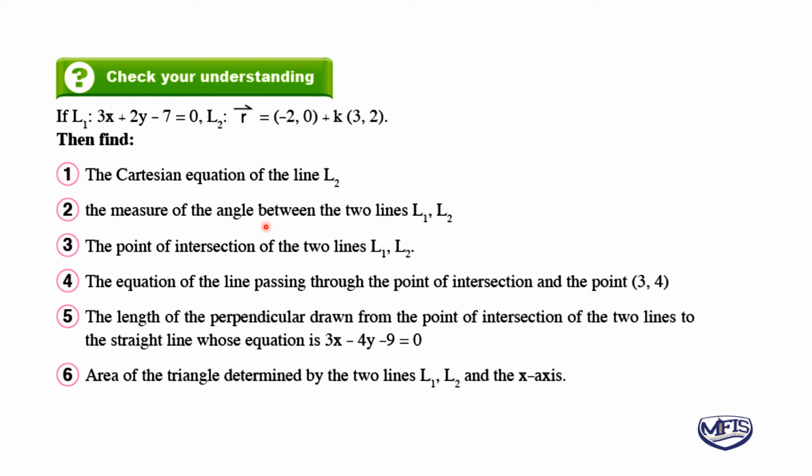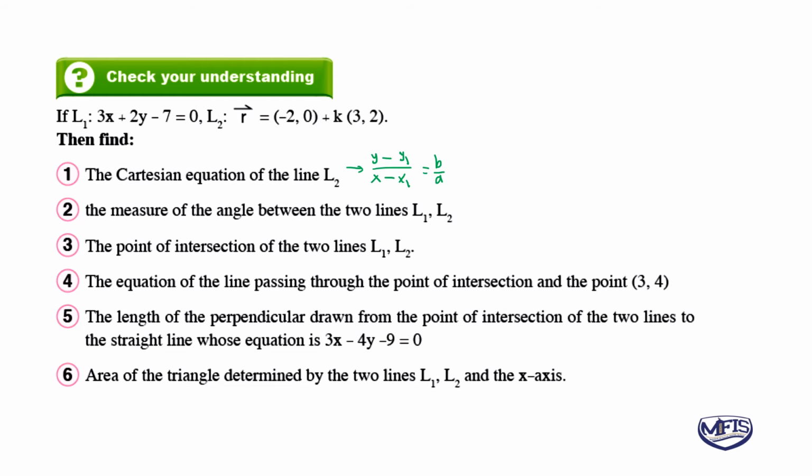Check your understanding. We have two straight lines. L1: 3x plus 2y minus 7 equals 0, and the second line L2: r equals (negative 2, 0) plus k multiplied by (3, 2). Number one, find the Cartesian equation of the line L2. So we have the form (y minus y1) over (x minus x1) equals b over a.